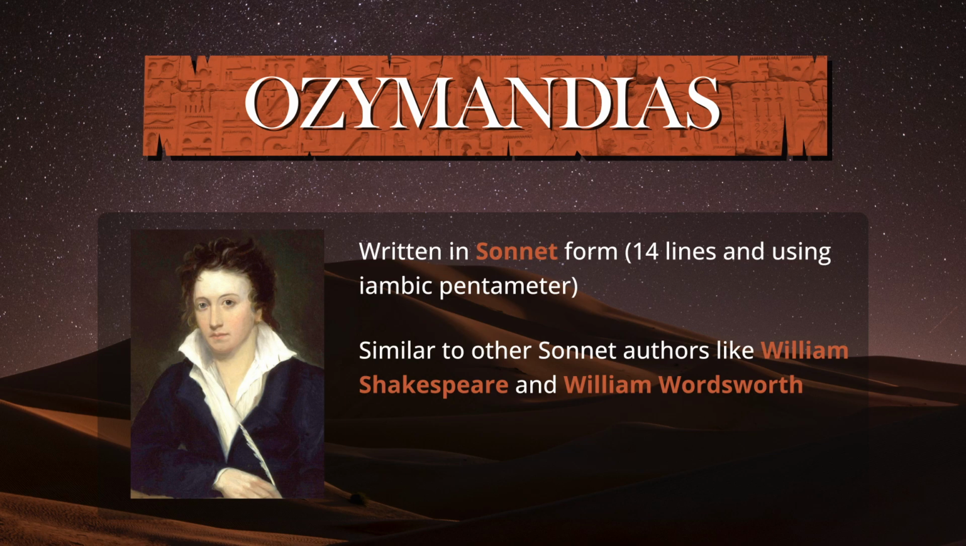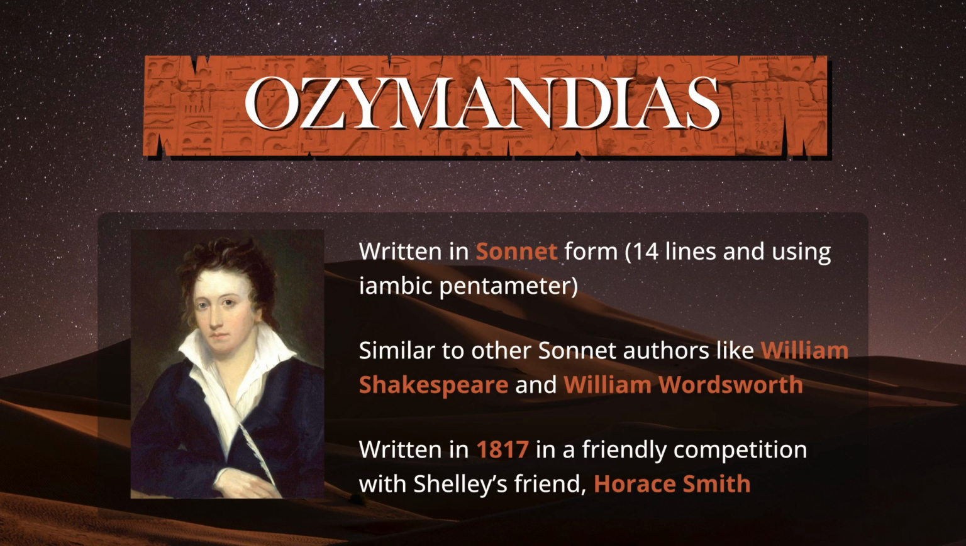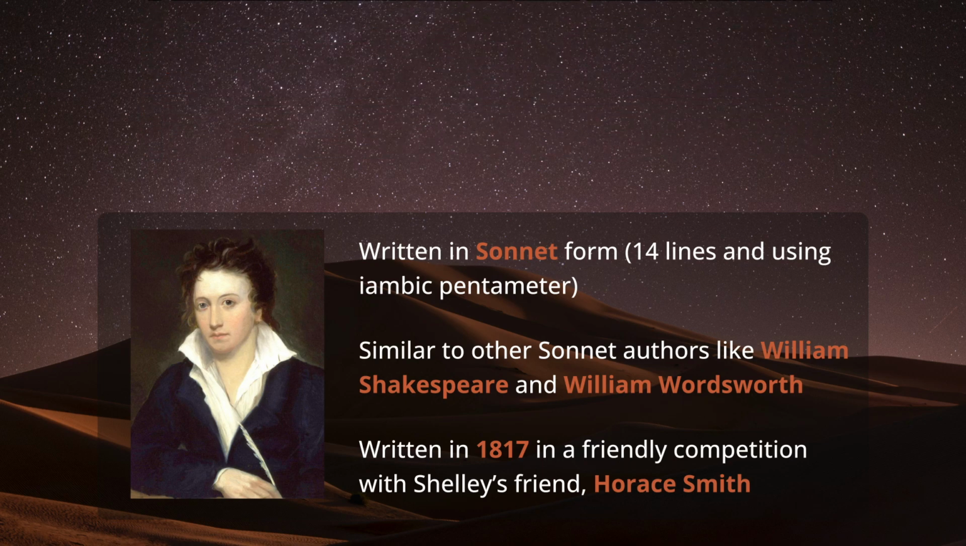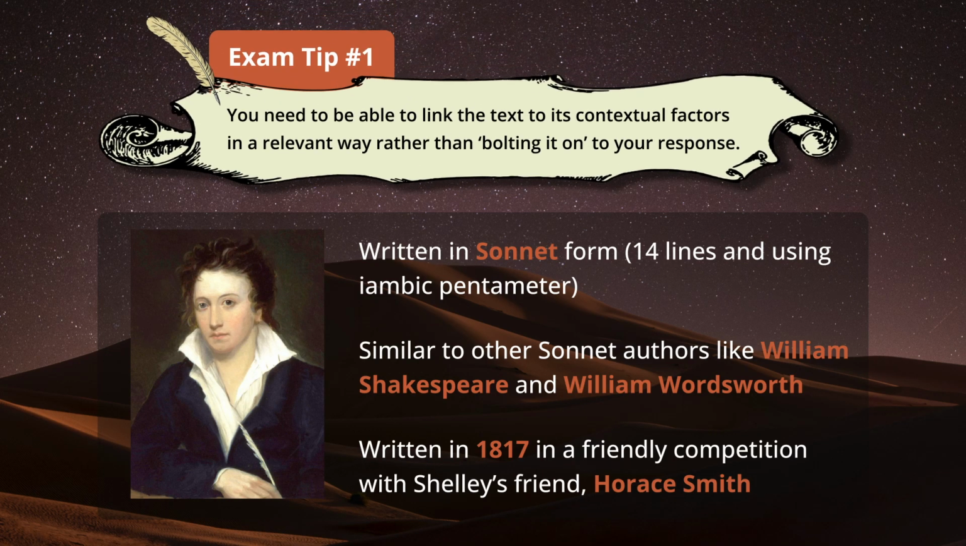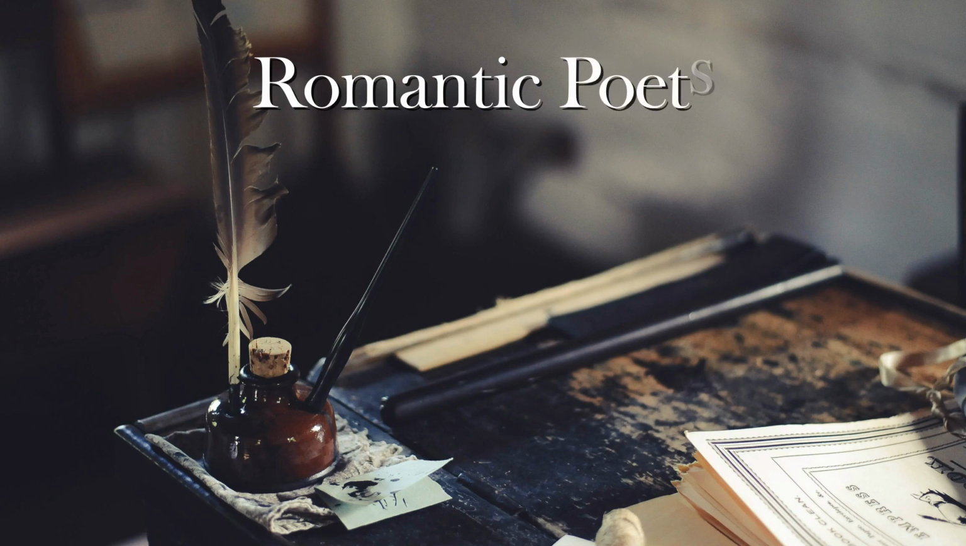The poem was written as part of a friendly competition with Percy's friend Horace Smith after they heard the news that the British Museum had acquired the remains of a statue of the pharaoh Ramesses II. So the poem was written in 1817 and it was published in newspapers. Shelley was a Romantic poet.